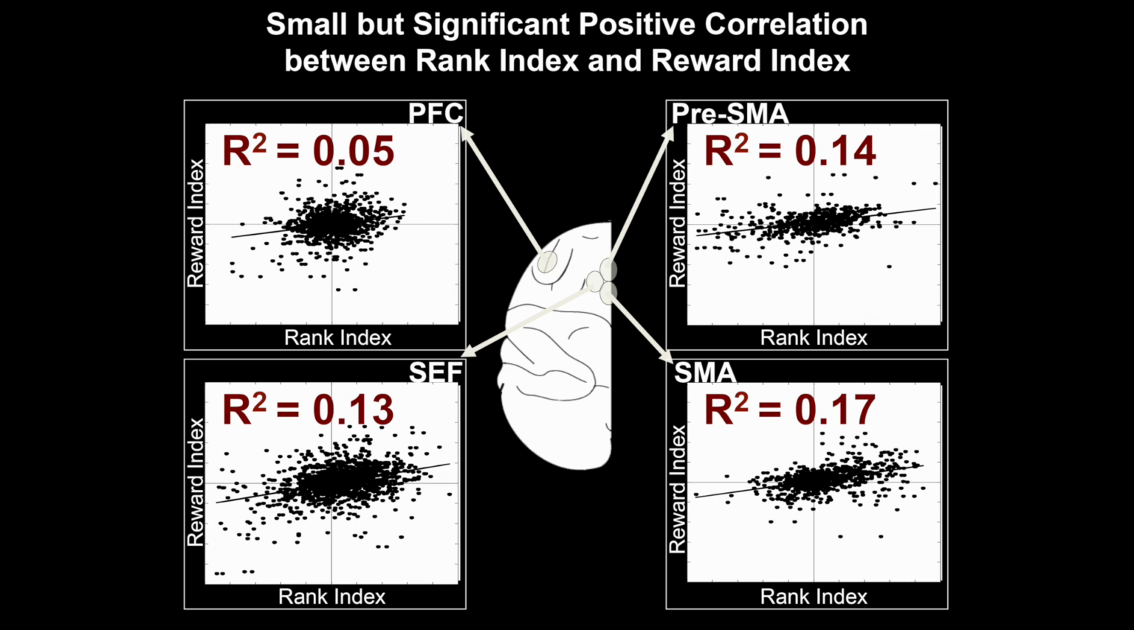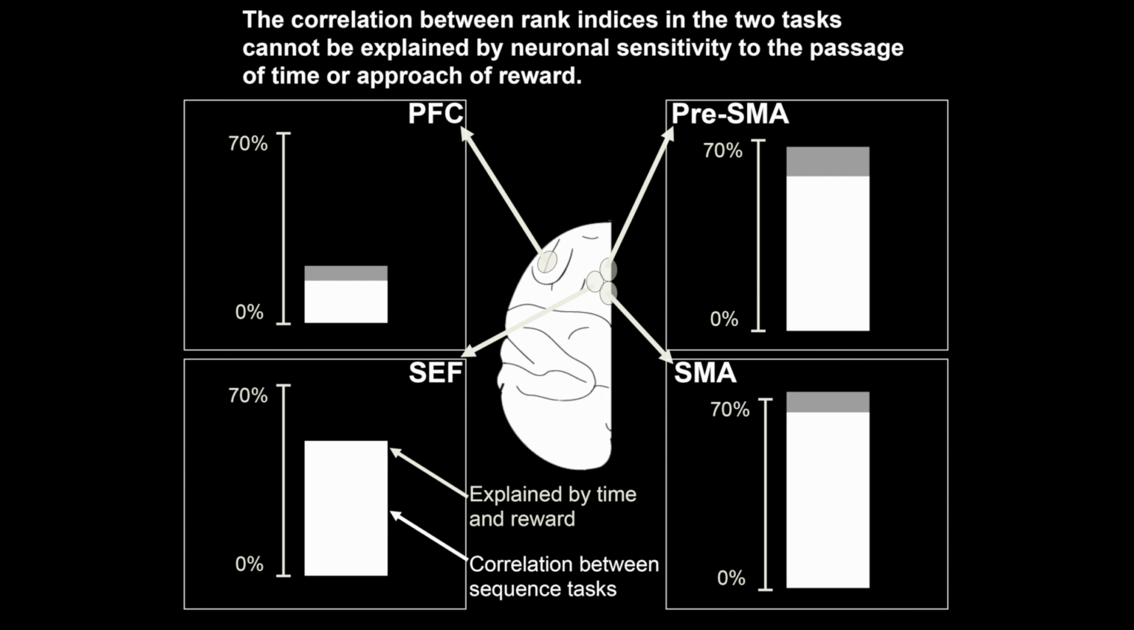We did that, and we found a yet smaller than the passage of time, however, still significant correlation between rank index and reward index. At this point, we thought that we may be in trouble because we observed a small yet significant correlation in the passage of time task and a small yet significant correlation between rank index and reward index. Can these two factors, selectivity for time and selectivity for reward, explain most of the rank selectivity observed in 2 serial order tasks? To answer this question, we did the following analysis.